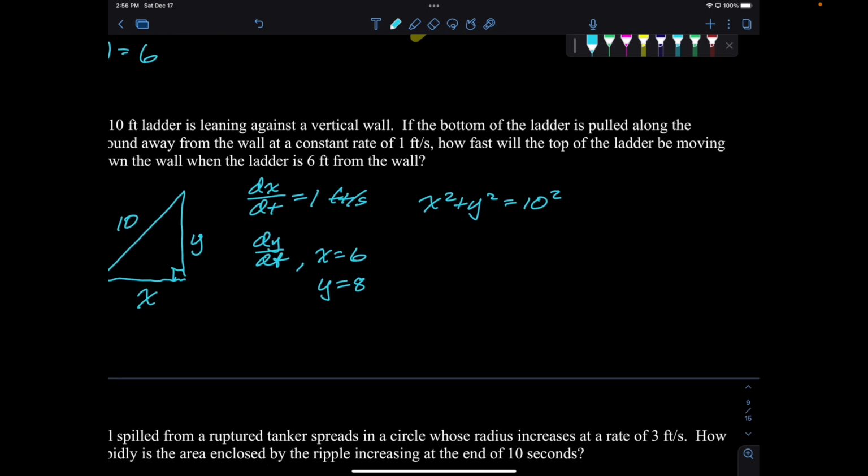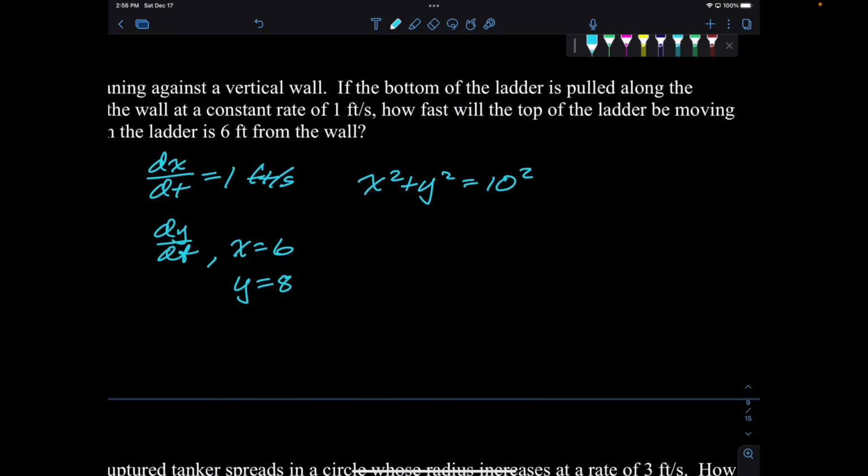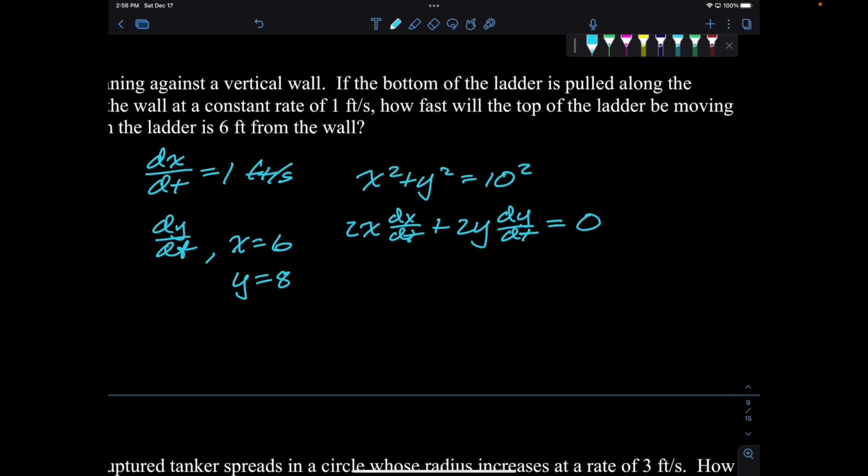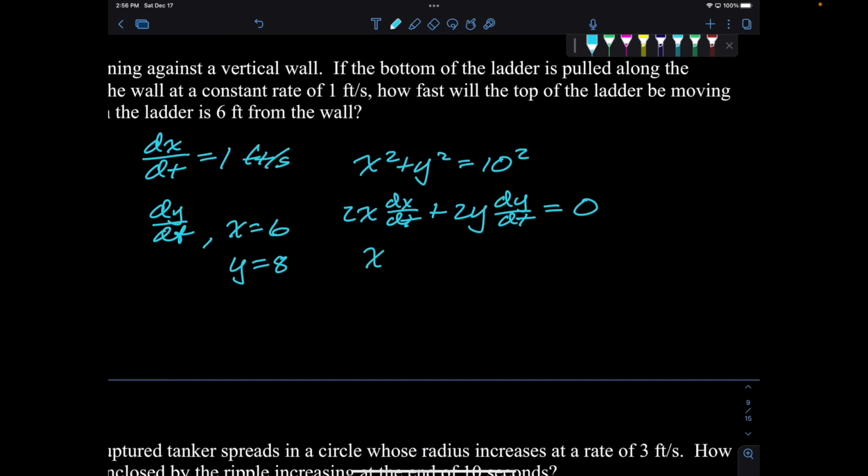We want to find dy/dt, so I'm going to take the derivative of this thing with respect to t. The derivative of x squared is 2x, and then because x is a function of t, dx/dt, plus the derivative of y squared is 2y. y is a function of time also, so dy/dt. That's the chain rule. And then the derivative of a constant is 0. Everything has a 2, so I'm going to cancel them. In fact, you do this calculation so often that I sometimes skip the part where you write the 2. So x dx/dt plus y dy/dt is 0.